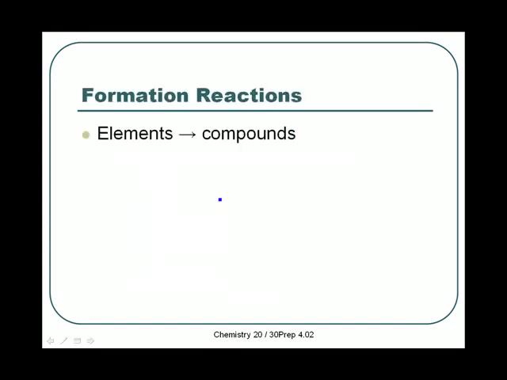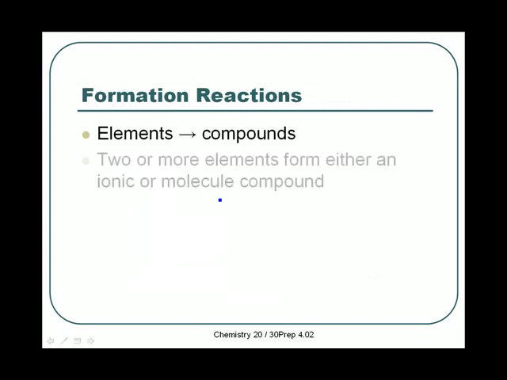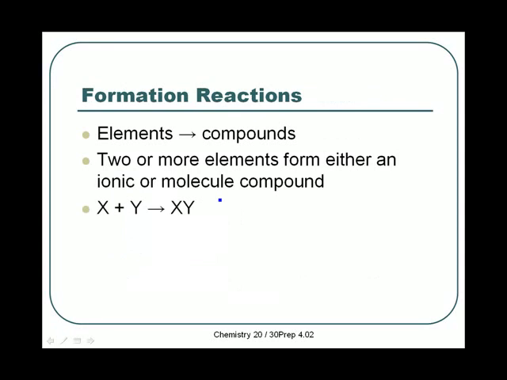So a formation reaction takes elements and makes compounds. So 2 or more elements form either an ionic or molecular compound. Either of these can be formation reactions, and the pattern that we're looking for is elements on our reactant side getting together and forming a product on the product side. An example would be magnesium and oxygen, and those are pretty straightforward.